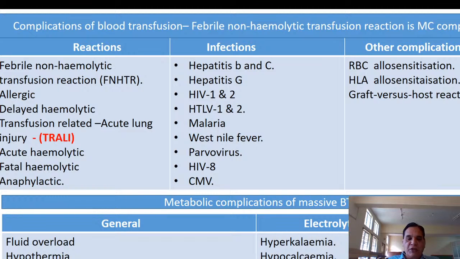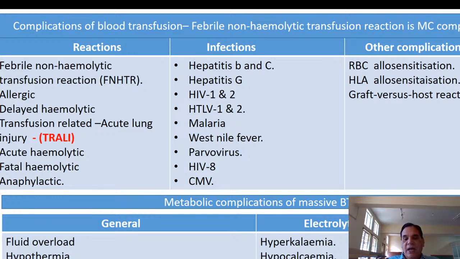Metabolic complications of massive blood transfusion are, in general, fluid overload. Massive means total body blood is transfused within 24 hours, or more than 2500 ml within 6 hours. This is the definition. Complications are fluid overload, hypothermia, and impaired oxygen delivering capacity. If you give major blood, there is no time for the body to adjust.